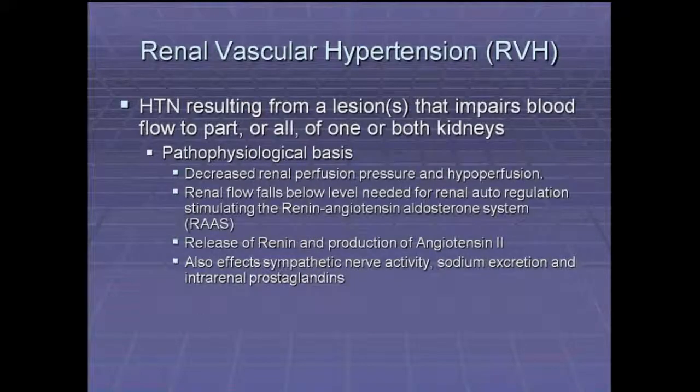So what is renal vascular hypertension? It's hypertension resulting from a lesion or lesions that impairs blood flow to any part or all of one or both kidneys. So what's the underlying pathophysiologic basis?